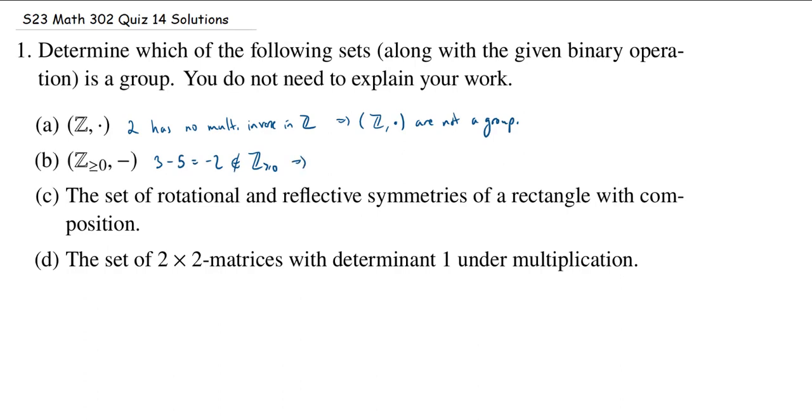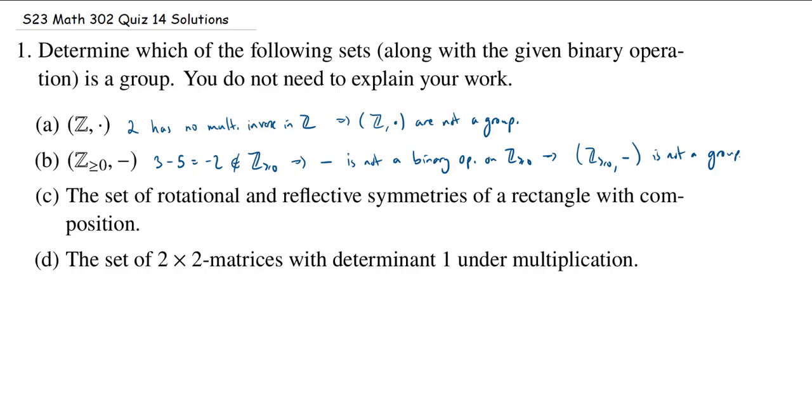This implies that minus is not even a binary operation on Z greater than or equal to 0. And consequently, Z greater than or equal to 0 along with subtraction is not a group. Okay, that's kind of a trick one, right? The problem even suggests that it is a binary operation. All right, what about the third one?